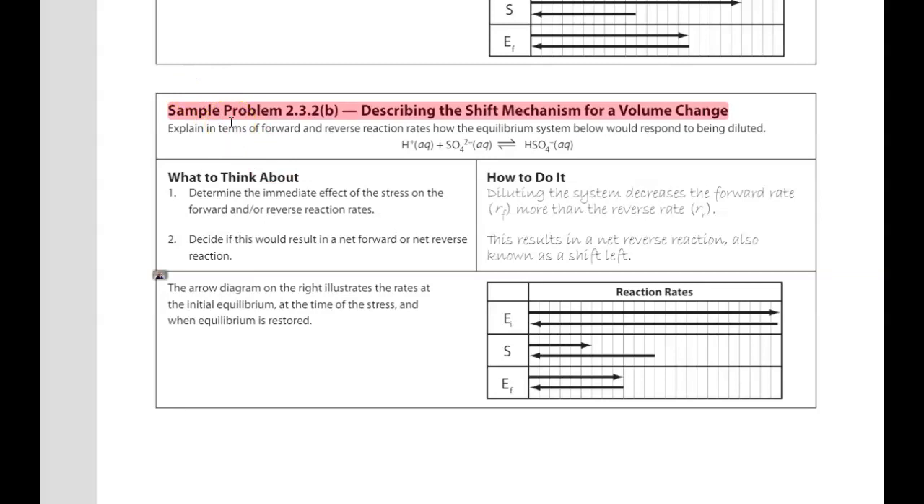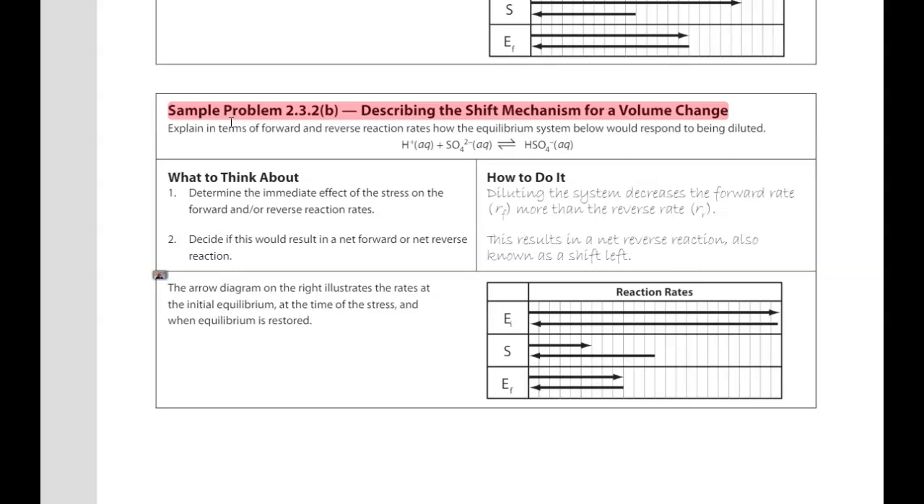Well, if it's diluted, that means that we're adding more solvent and that the system will respond in such a way to increase the concentration of ions. It'll do so by shifting to the left, where there's more ions dissolved. Reactant particles, there's more of on the left.